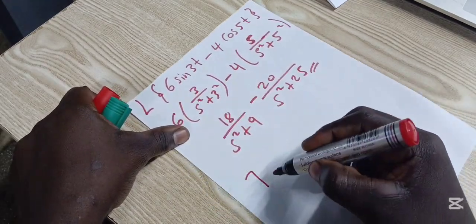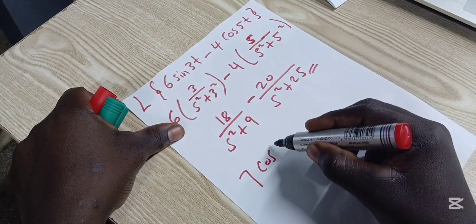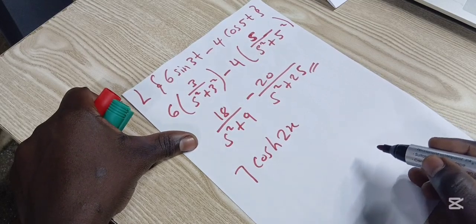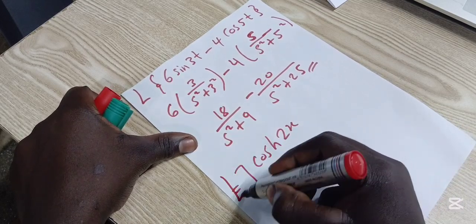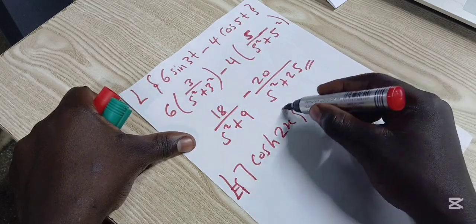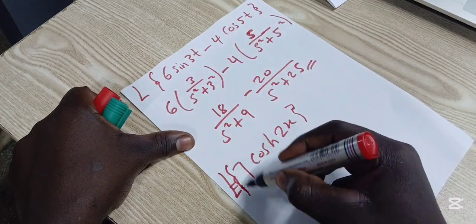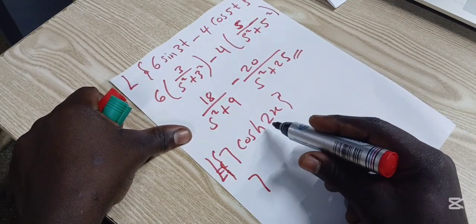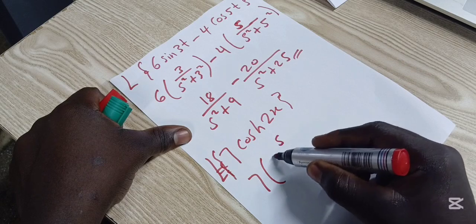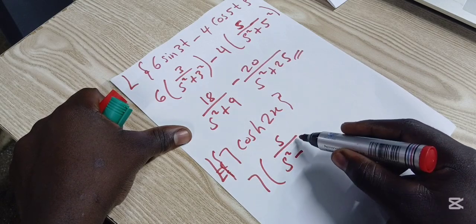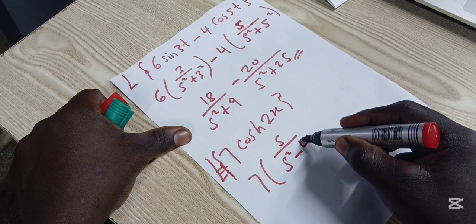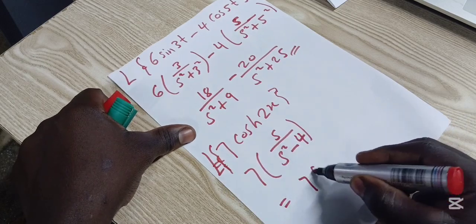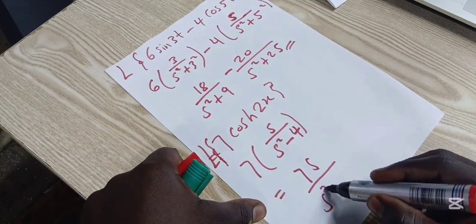Find the Laplace transform for 7 cosh 2x. How would you do this? So how do we solve this problem? Let me put this into bracket. 7 is a coefficient, so just leave 7. Cosh 2x is going to give us s over s squared minus a squared, and our a in this case is 2. So 2 squared gives us 4. Simplifying further, our final answer is going to be 7s over s squared minus 4.